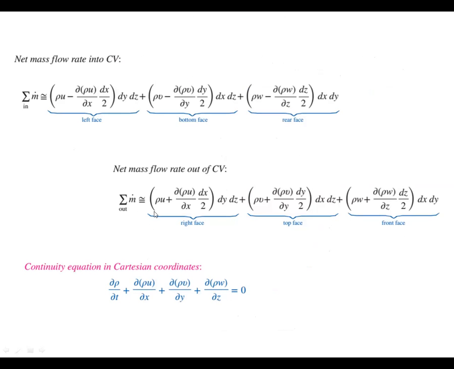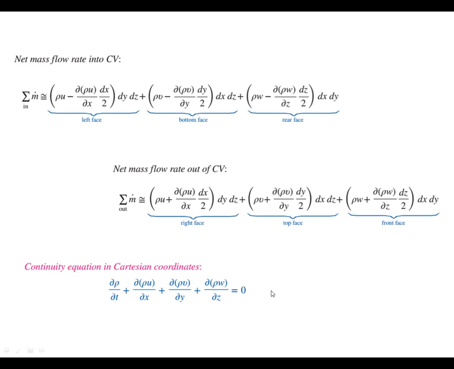Similarly, the mass out can also be written. The net gives an equation of mass balance. That gives, in Cartesian coordinates, the continuity equation: dou rho by dou t plus dou rho u by dou x plus dou rho v by dou y plus dou rho w by dou z is equal to 0.